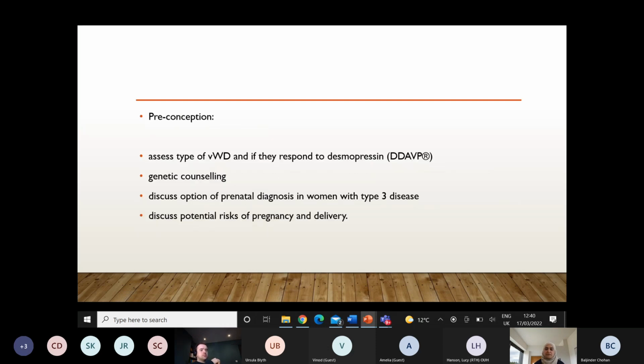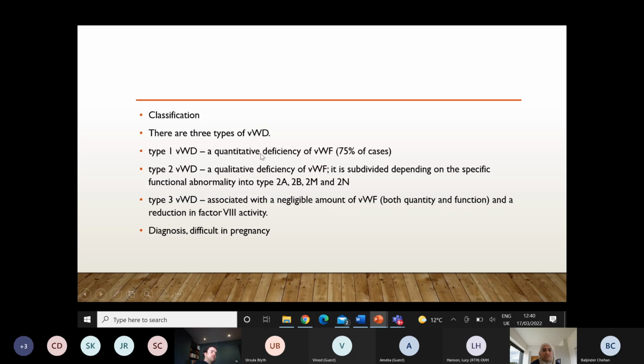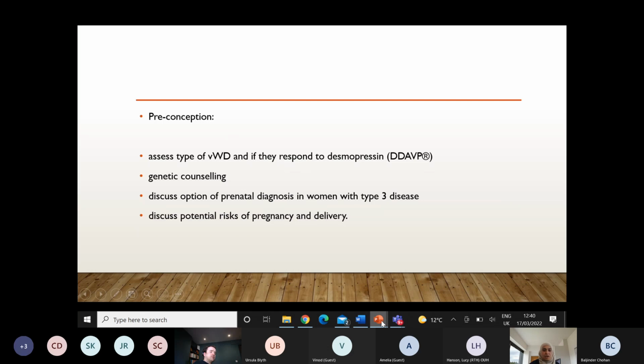So if we follow the same principles, starting with preconception, ideally we should be doing genetic counseling. Only one type, type 1, which is quantitative deficiency, responds to desmopressin. Not everybody responds to desmopressin, so a response test should be done. Normally the von Willebrand factor increases after a couple of hours, 5 to 6 hours of desmopressin challenge.